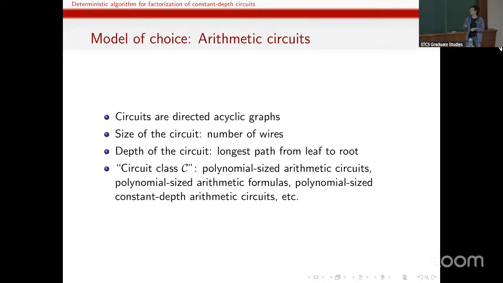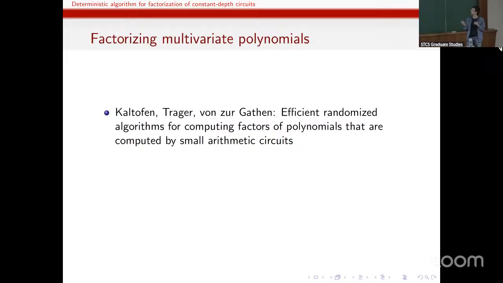Okay, and when we say circuit class C, just think of it as applying some restriction on the resources you are allowed to use, like polynomial size, constant depth, and so on. And so these are results from the 80s, where we knew efficient randomized algorithms for computing factors of polynomials that are given by small arithmetic circuits, right? So these had no depth restrictions. They're not formulas. They're just the most general class of efficient circuits. And here we had efficient randomized algorithms.